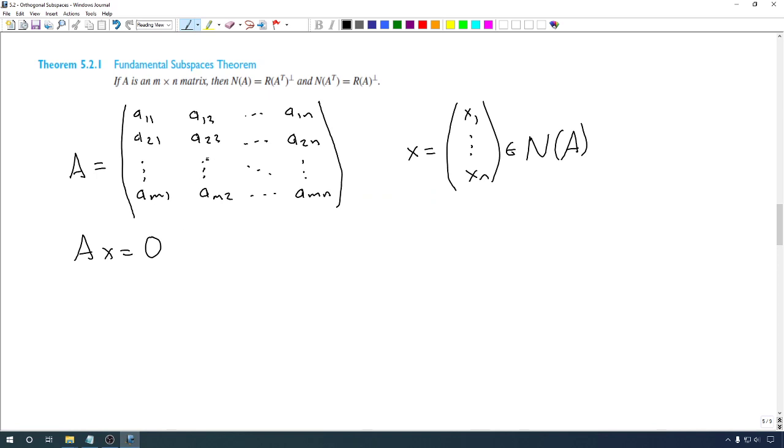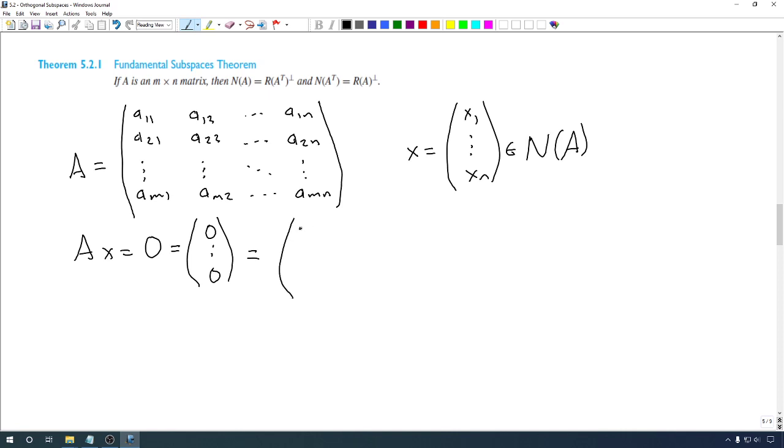Where were we? So we have this matrix A. We have our vector x. This is supposed to be in the null space of A. So Ax is going to be 0. Or really, this is supposed to be the 0 vector. But what happens if we just multiply A to x directly?